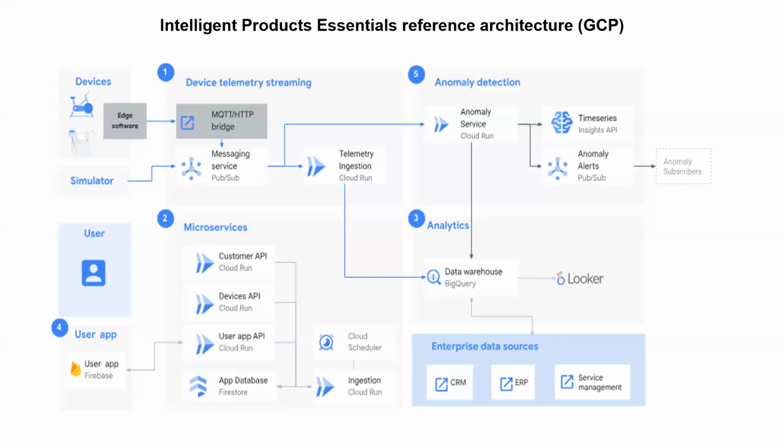Firebase will be used for app hosting. We'll be using BigQuery and Looker for analytics and business intelligence. I'll also explain the Looker architecture at the end. And we are also using Cloud Run and the Firestore for the microservices infrastructure. So this architecture comprises device telemetry streaming, microservices, analytics and business intelligence, the user app, and anomaly detection. And let me explain the diagram and the terms.